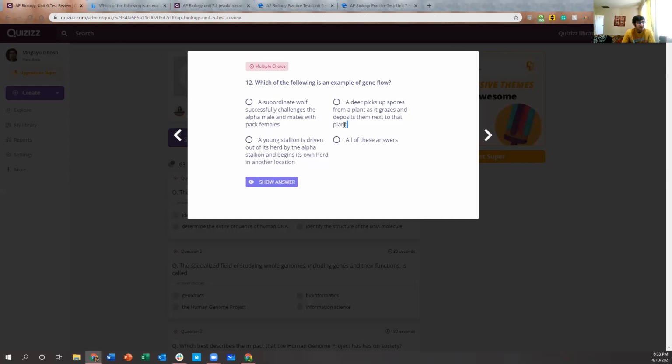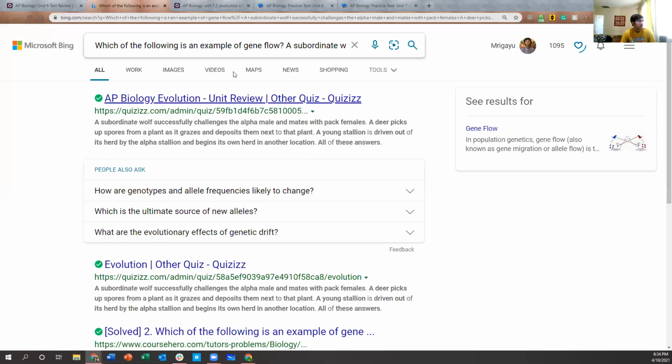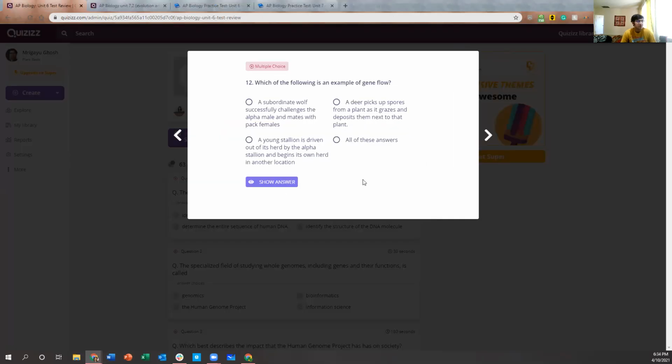Just because here it's saying that it's depositing them to the next plant, so next to that plant. So obviously that's not gene flow from one location all the way to another. Okay, so I would say that this is both gene flow and genetic drift. The young stallion is driven out of its herd and begins its new herd. So it's gene flow because you have alleles migrating, but also genetic drift because you have the founder effect, right? So that's that. Okay, I think that is the right answer.